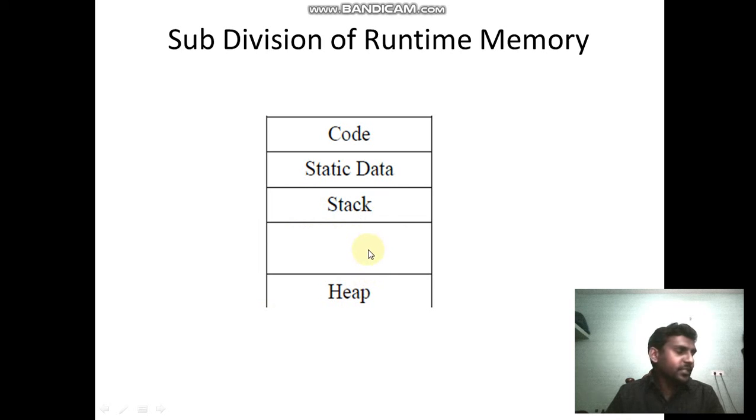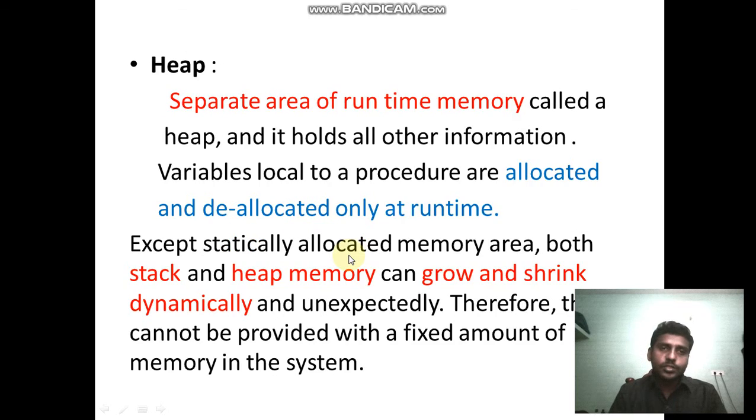There is also free space. If the i value grows, the stack and heap grow in the free space. For example, if I give i equal to 1000 and a stack memory is allocated, it grows in this free space. The heap also grows in this free space.